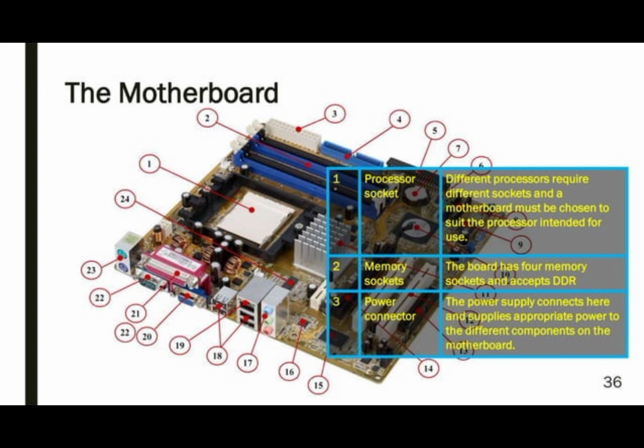Number 2. Memory sockets. The board has 4 memory sockets and accepts DDR. Number 3. Power connector. The power supply connector supplies appropriate power to the different components on the motherboard.